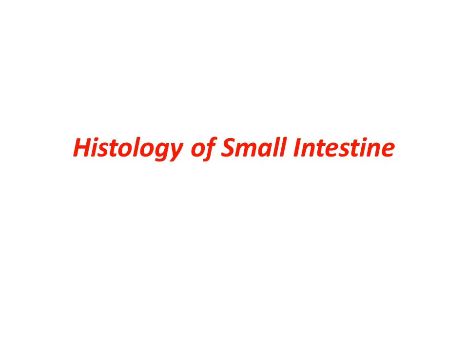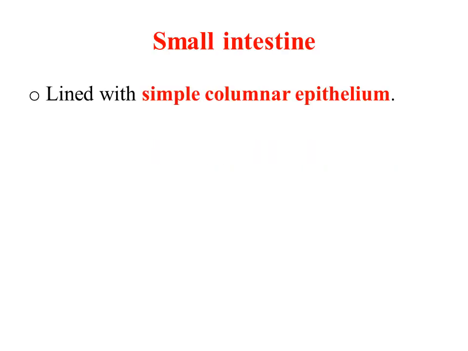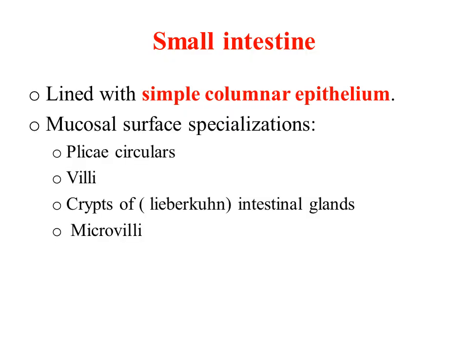Hello again. This session will be about the histology of the small intestine. The small intestine is lined by simple columnar epithelium, and the mucosal surface is specialized into the plicae circulares, villi, crypts of Lieberkühn, or called intestinal glands, and microvilli.